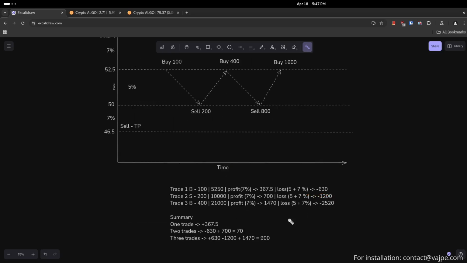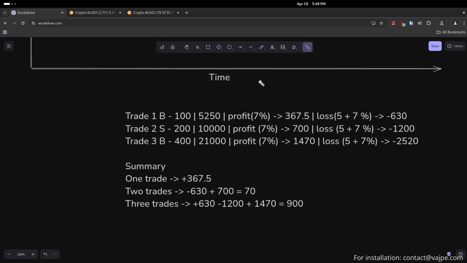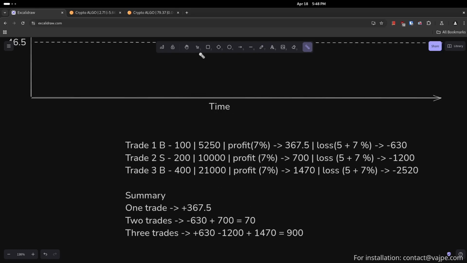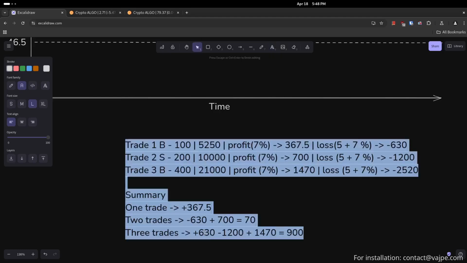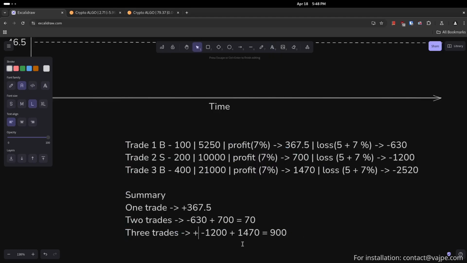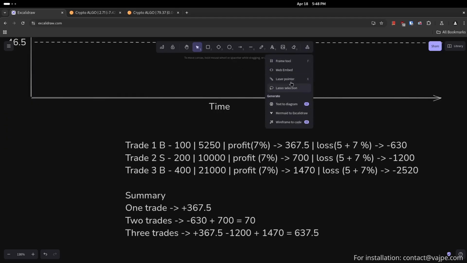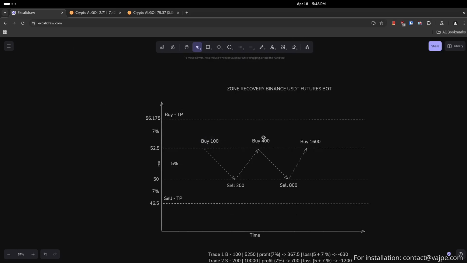So the loss for this would be like 1200, and the profit for, okay, I have made a mistake here. This is supposed to be, hmm, where is the text tool? So this is supposed to be 367.5, and then, okay, so it would be how much? Let's calculate it. 367.5. So you'll end up in the profit of 637.5. Okay.